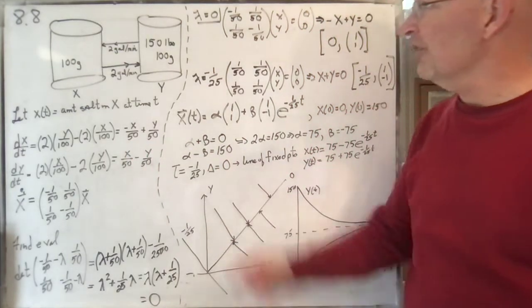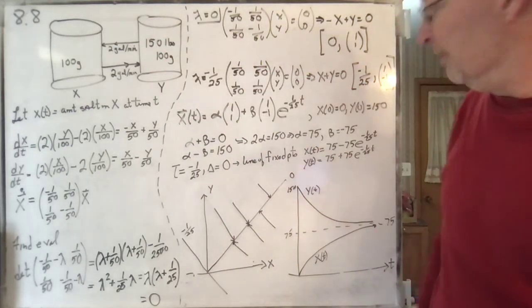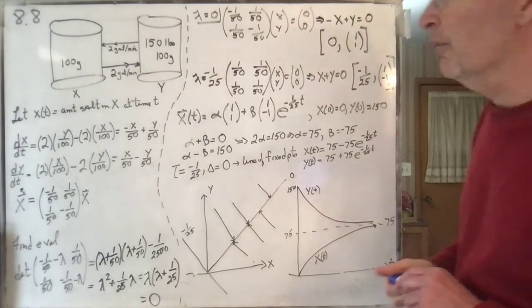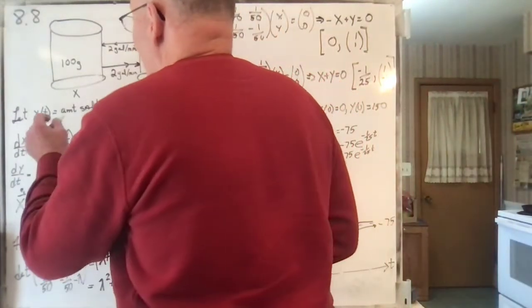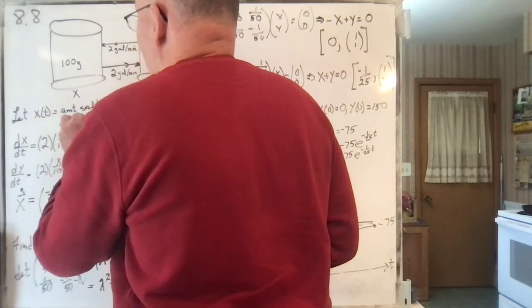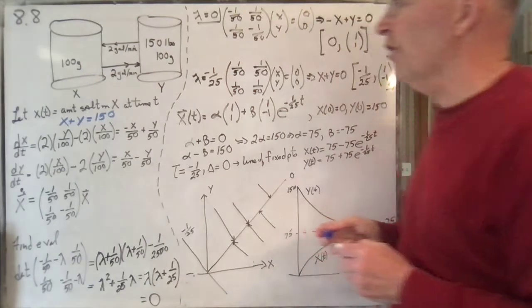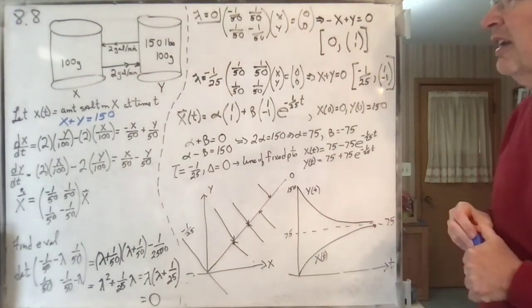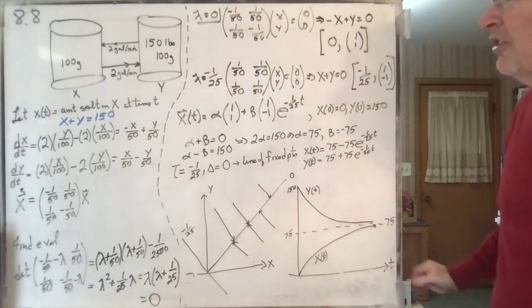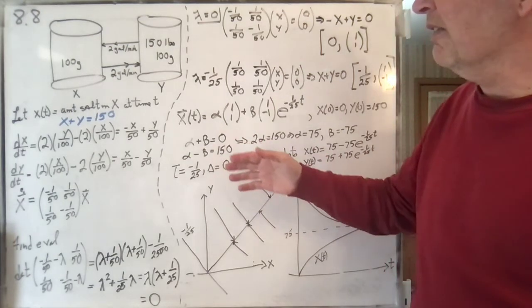The amount of salt is always going to stay at 150 pounds. In fact, if you wanted to, you could actually write here, this is going to be important in one of the other exercises. You don't need it here, but x plus y is equal to 150. Agreed? X plus y is always going to be 150 in this particular case. No new salt is being added. No salt is leaving the system.